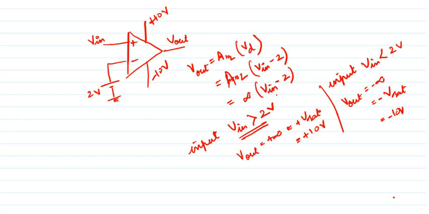So it is comparing the input with 2 volt. When it is greater than 2, it is giving plus 10 volt. When it is less than 2, it is giving minus 10 volt. Okay. So likewise, we can compare. This is an application of op-amp in open loop. And remember, in open loop mode, the applications are very limited. We have only very few applications, that is comparator type of application.